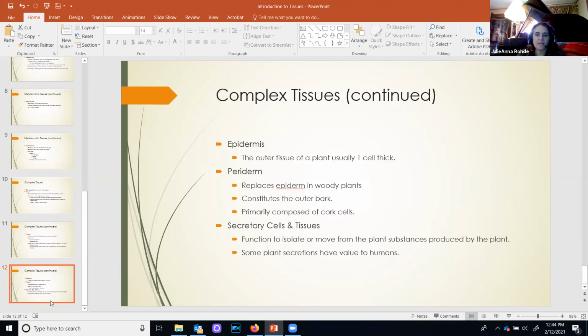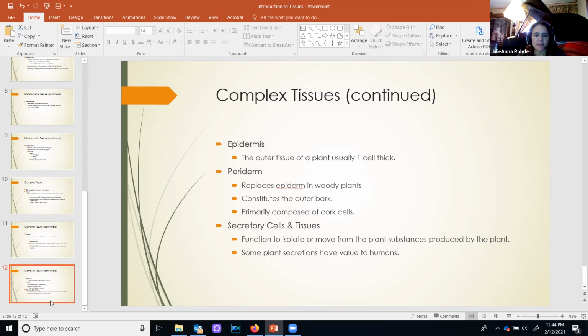The epidermis is the outer tissue of a plant. Usually it's 1 cell thick. You can think of it as the plant skin if you want. Then we have periderm, which replaces epidermis in woody plants. And that's what's going to constitute the outer bark. It's primarily composed of cork cells, and that does get a little bit thicker than 1 cell. Again, when we get into those, we'll get more detail on that.